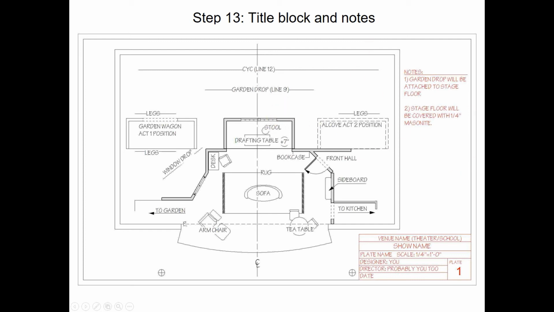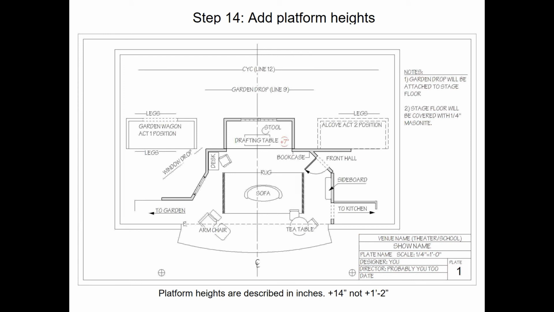So good things about notes. And then we're going to want to add platform heights. And there's only one little one on here. This is all on the stage floor, +0. Well, this is a little 7-inch step onto this little wagon back here. And so you see it says +7 inches. And platform heights are described in inches. So it's +14, not 1 foot 2 inches.